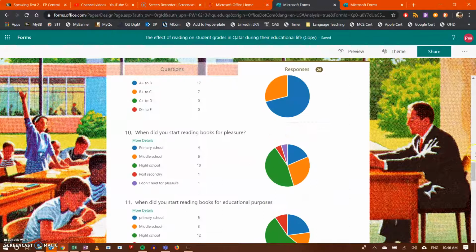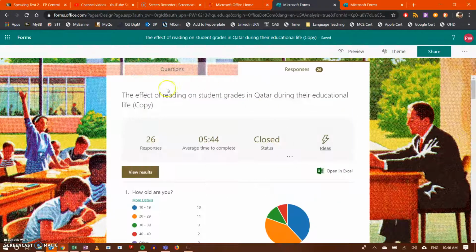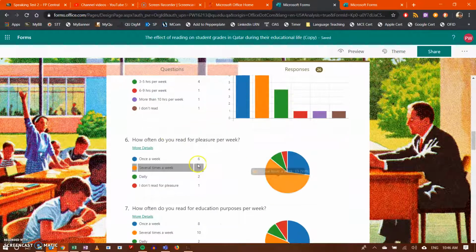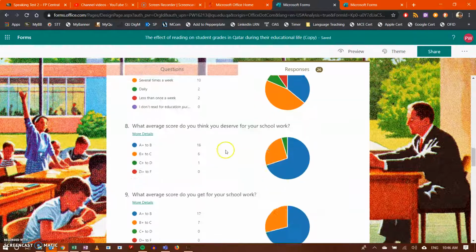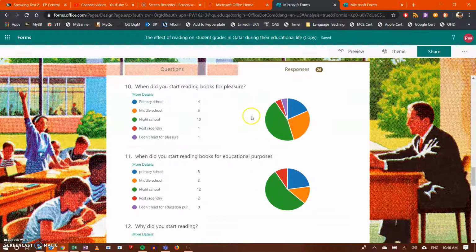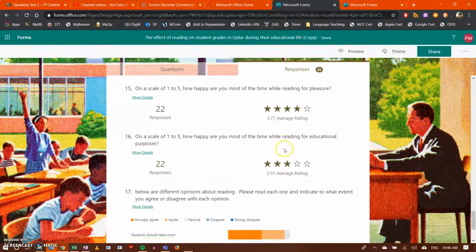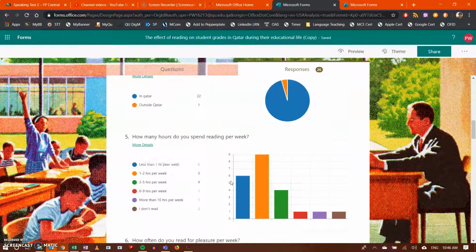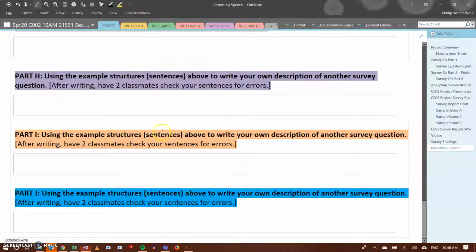This student, this is sample 1, asked how does reading affect students' grades in Qatar during their educational life? So she needed to go through and say, well, what grades did people get? How much reading do they do for fun? How does this affect their grades, actually? So, this is part of the whole survey.